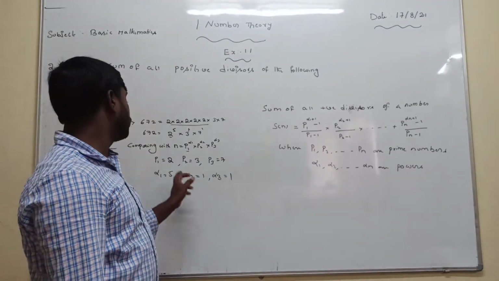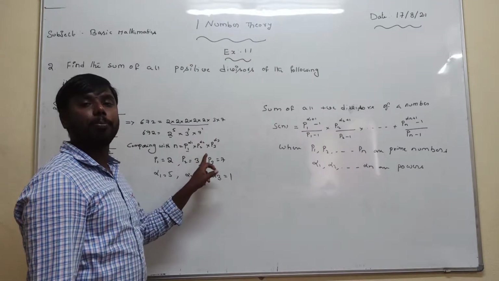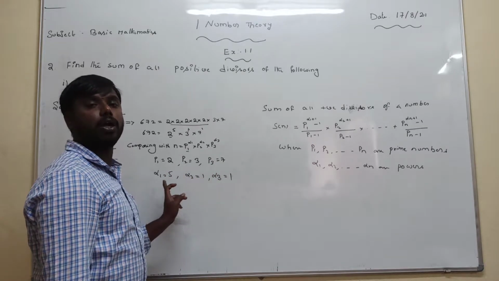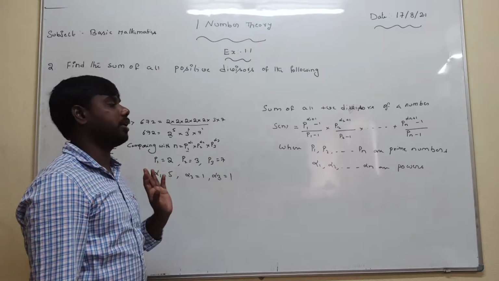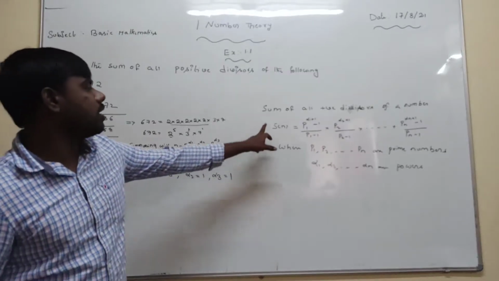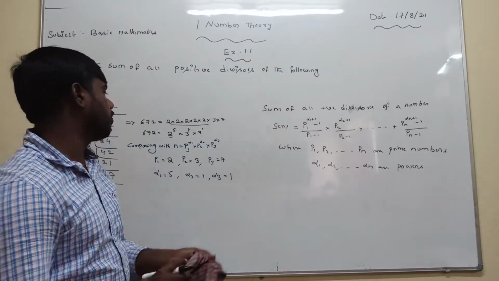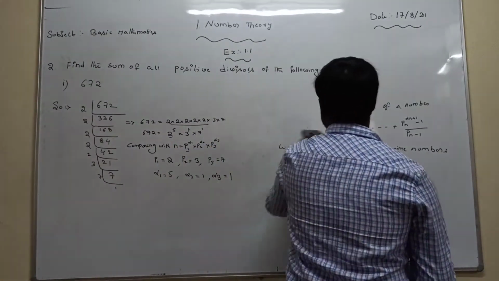Afterwards write down the P1 value, P2 value, P3 value, alpha 1 value, alpha 2, alpha 3. Now we can substitute the sum of all positive divisors formula. Now we can apply the formula.